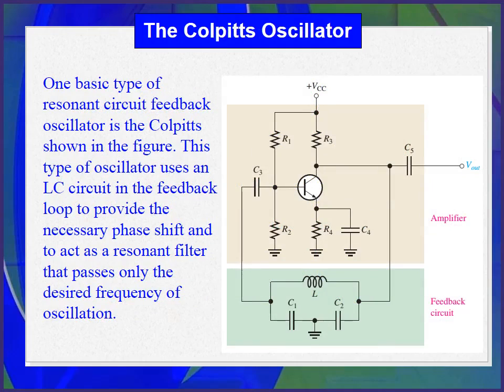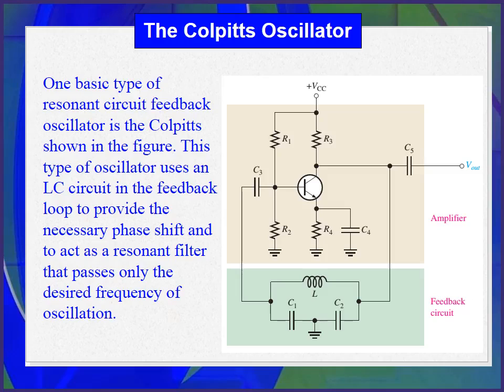So one basic type of resonant circuit feedback oscillator is the Colpitts oscillator. In this type of oscillator we use an LC circuit in the feedback loop to provide the necessary phase shift and to act as a resonant filter that passes only the desired frequency of oscillation.